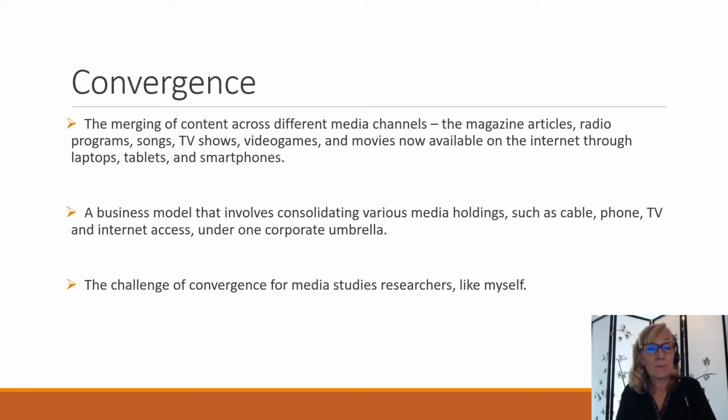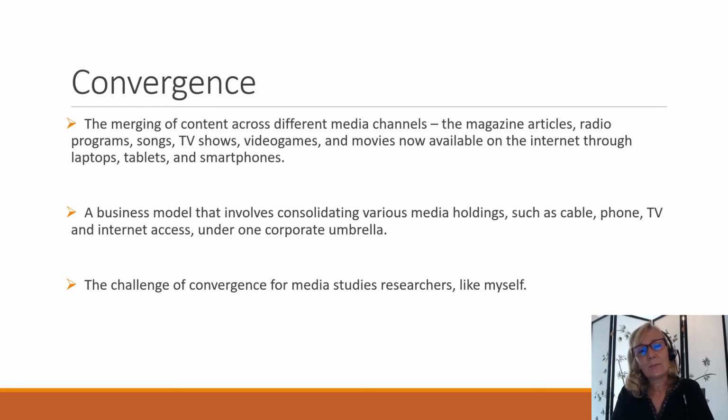This is a business model that has involved consolidating a lot of different kinds of media holdings. So what used to be a cable channel alone, let's say Comcast in Philadelphia, now is also a cable channel and a telephone delivery system. And they have also gotten into the business of partnering up with or acquiring TV stations. So Comcast became NBC Universal. And this is all under one corporate umbrella, as we read about in Chapter 13.